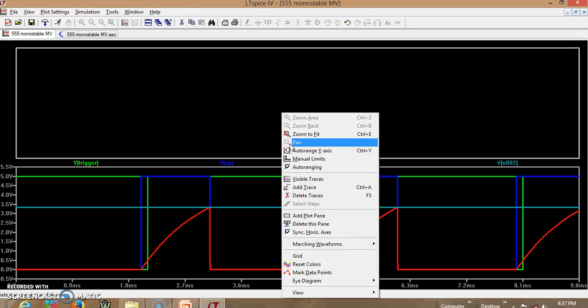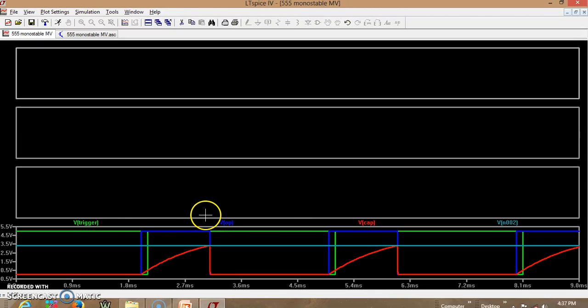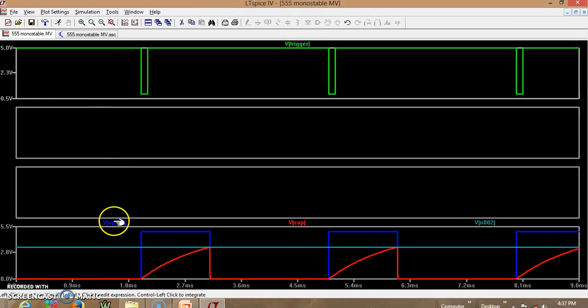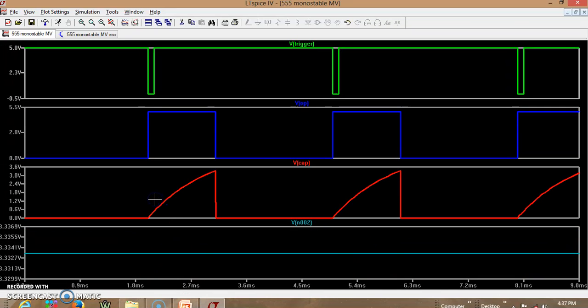So let us have 4 different planes and put them in different planes and try to understand how the circuit works. Let us first put the trigger signal on the top. Next we shall put the output, and we shall also put the capacitor voltage. Now you can clearly see, as long as the trigger signal is at VCC, there is no triggering of the output. The output remains in the stable state of 0 volt. So the capacitor is discharging. Now the capacitor is fully discharged to 0. Now the control voltage is at 2/3 VCC, which is 3.3 volts.